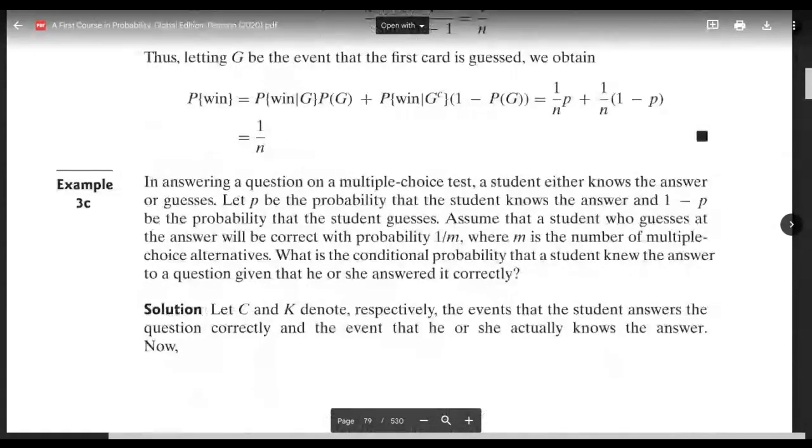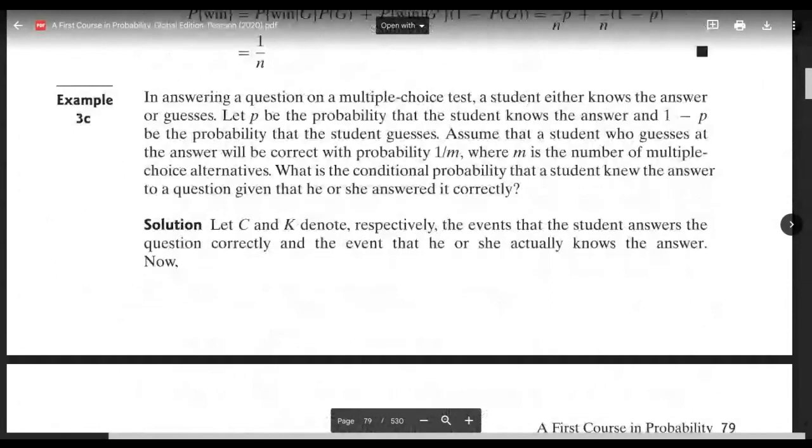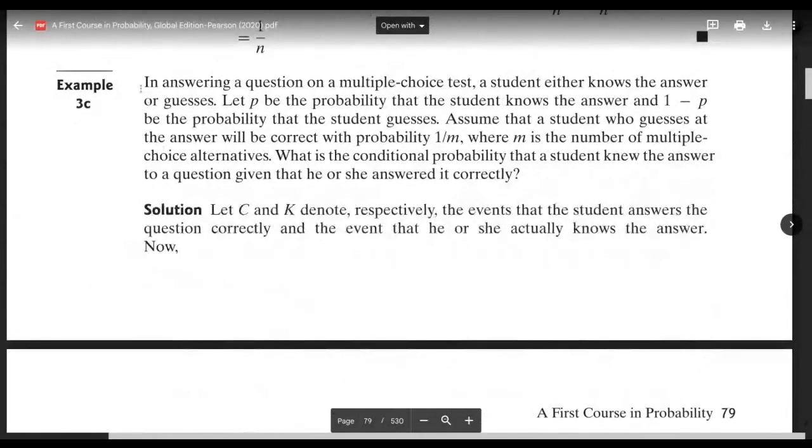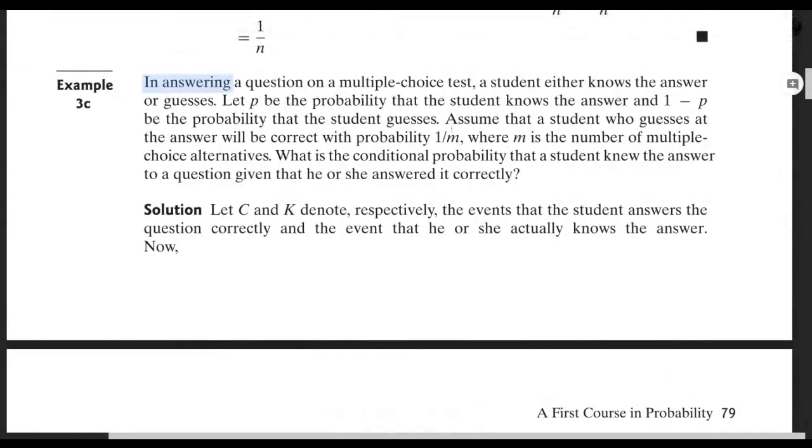All right, let's see example 3.C. In answering a question on the multiple choice test, the student either knows the answer or guesses. Let P be the probability that the student knows the answer, and 1 minus P be the probability that they don't. Assume that a student who guesses at the answer will be correct with probability 1 over m, where m is the number of multiple choice alternatives. What is the conditional probability that a student knew the answer to a question given that he or she answered it correctly?